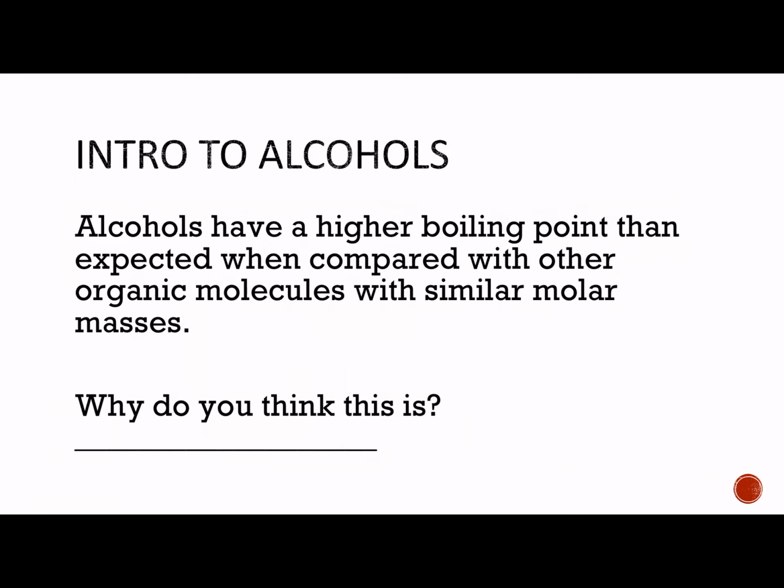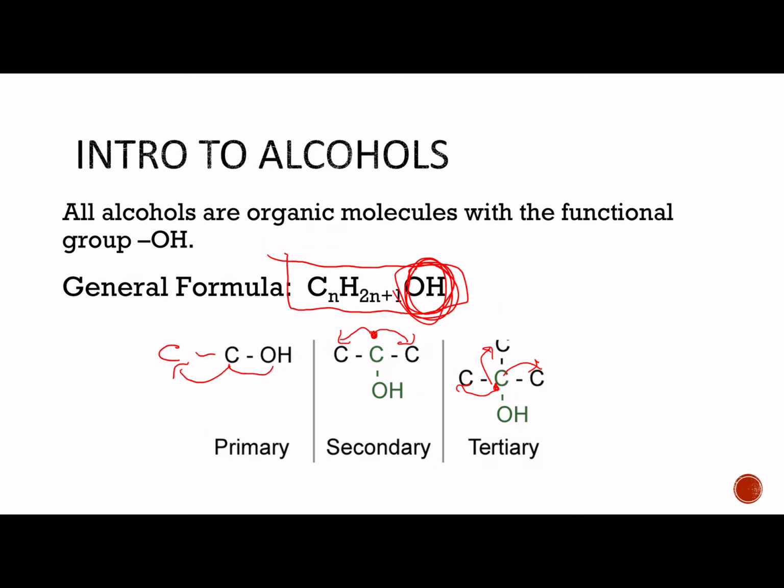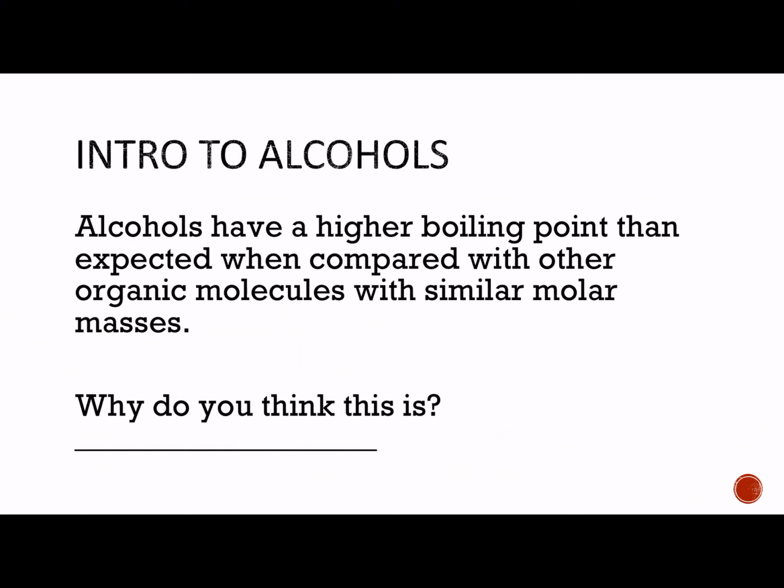And remember, primary, secondary, and tertiary is actually extremely important to be aware of, especially with the mechanisms we just did, SN1 versus SN2 reactions are determined by whether you have a primary or a tertiary halogen alkane. Alcohols have a higher boiling point than expected when compared with other organic molecules that have extremely similar molar masses.